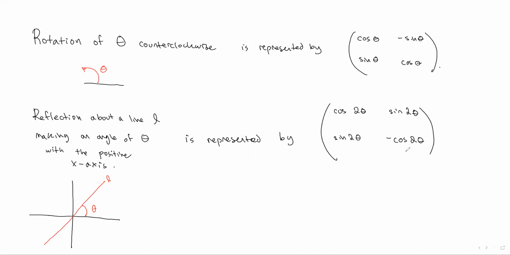So note these matrices are extremely similar, right? They're really the same. First of all, there's a factor of 2, and the signs are different in the second column. But otherwise, the form is very similar. And one thing to note, there are two choices for theta for any reflection. And they differ by pi.